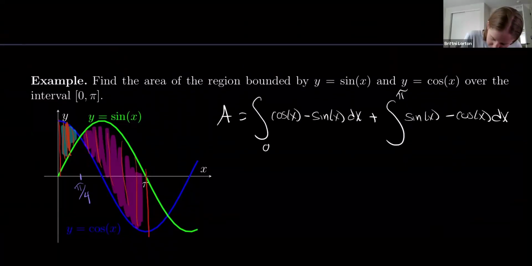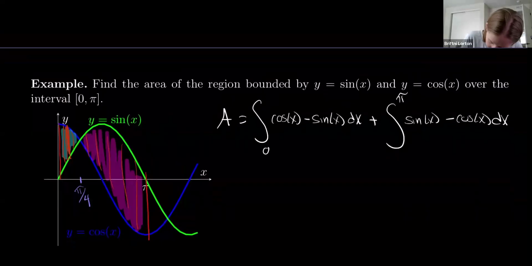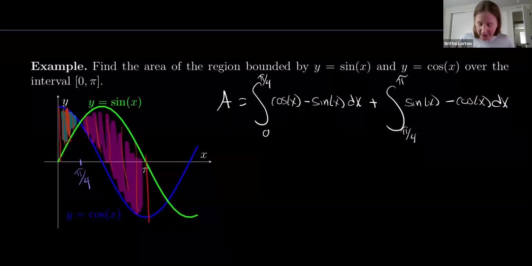All right, and then I should write that in. Let's write that in. There it goes, pi over 4, and then pi over 4. There we go. Then I'll do the antiderivative.